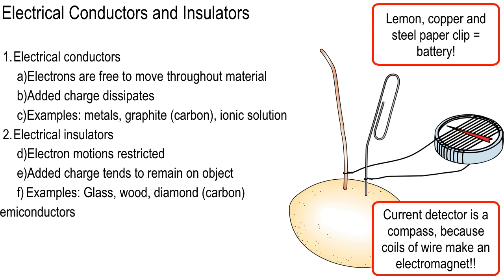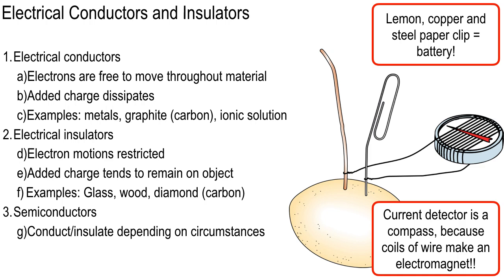And then in between these two substances are things called semiconductors, which is what they make all computer chips out of, silicon and stuff. They conduct or they insulate depending on the voltage circumstances. So if you apply a voltage, you'll get one behavior. If you take the voltage off, you'll get a different behavior. It'll act like an insulator.